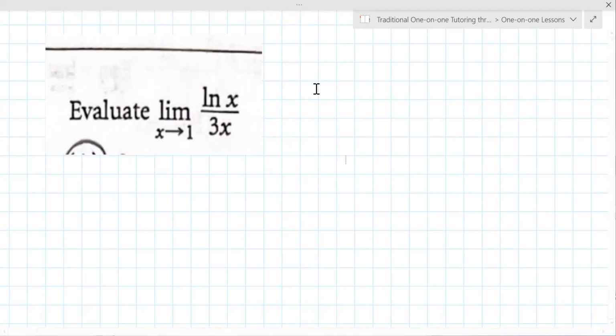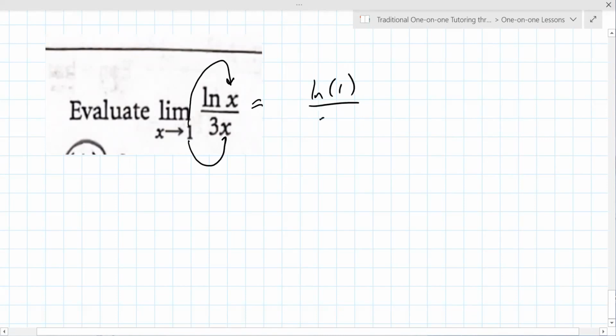All right, so new question here. I think one of the things that escapes students is that you do always try the number. If it works, like ln 1, the natural log of 1 is always 0. So 0. So this is an awful question.